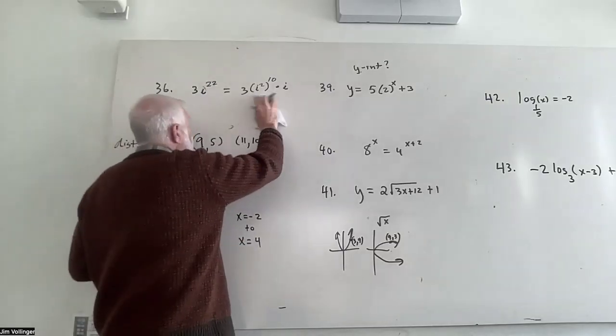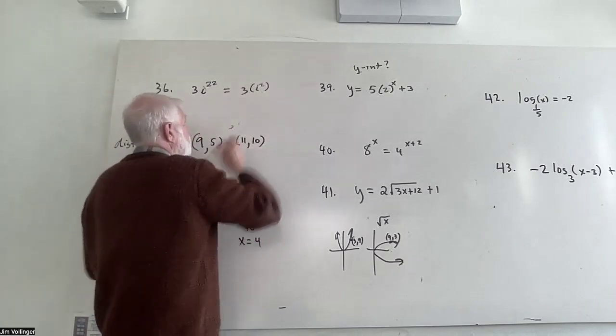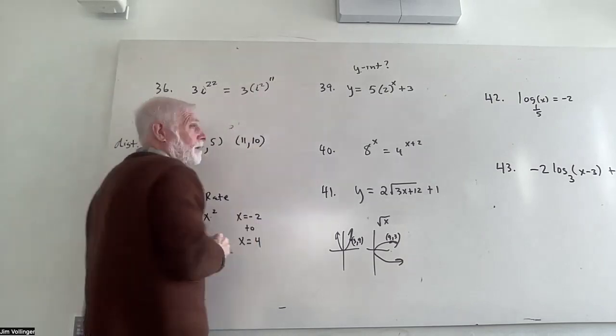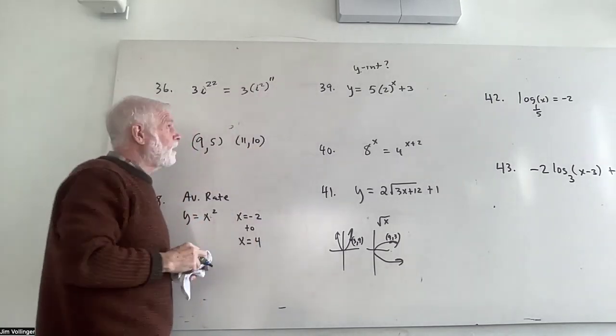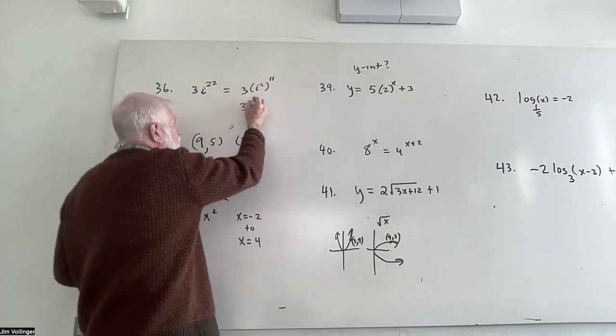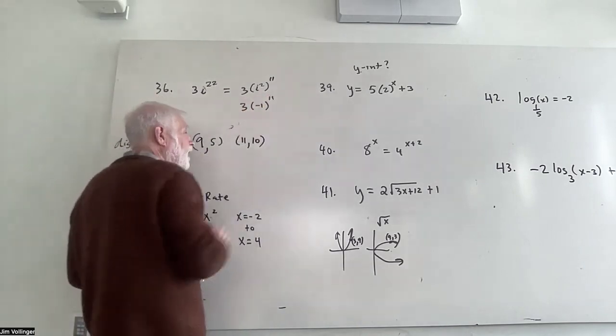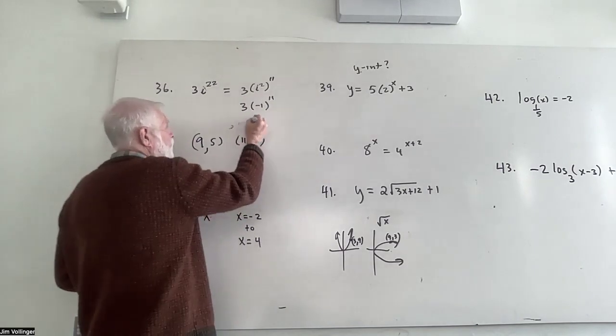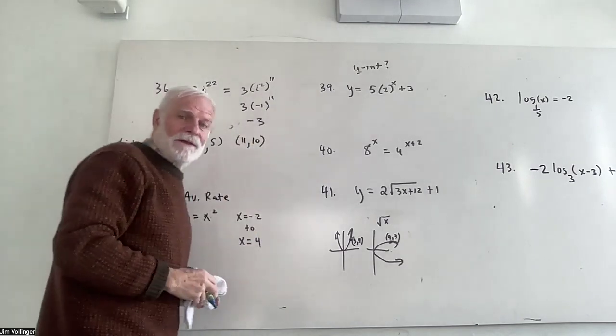Okay, so 22 would be i squared 11 times, and I don't need any kind of single i at the end there. And so I have 3 times -1, 11 times. Well, I hope you say -3. We're going to keep at it till you see it.